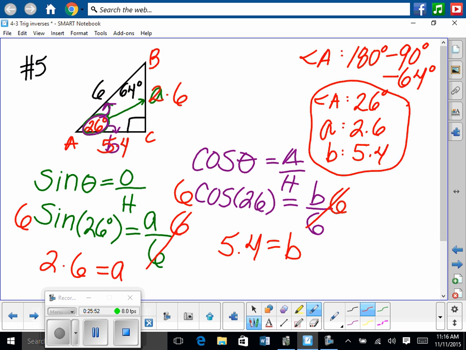My first step was find the angle, then find a missing side length, choose what theta you want, set up a trig ratio, and algebraically solve. So I better see some of you kick it in gear.